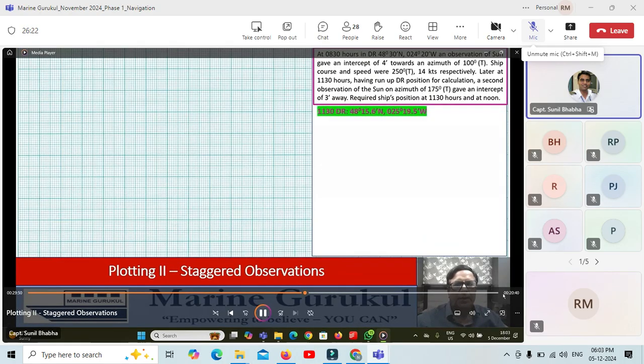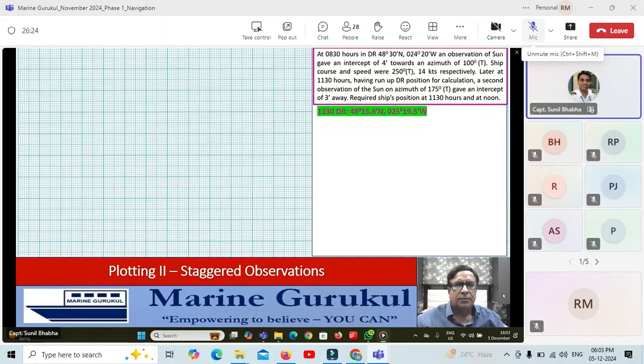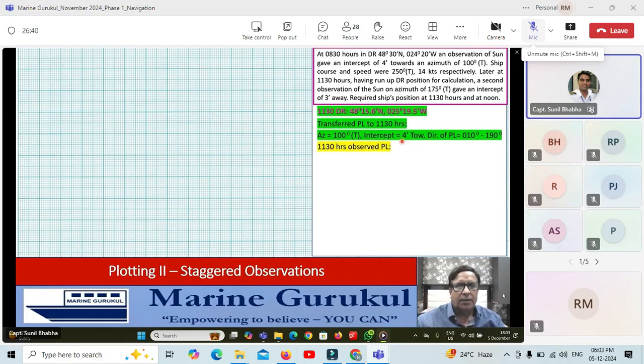Now, having got the 11:30 DR coordinates, the two PLs can be plotted. We know the transferred PL shall have a direction of 010 degrees to 190 degrees true, and its ITP shall be obtained using this azimuth and intercept out here. And likewise for the 1130 PL, we'll get the ITP using azimuth of 175 degrees true, intercept 3 miles away, and the direction of the PL shall be perpendicular to azimuth, which comes to 085 degrees to 265 degrees true. So we can get going with the plot.